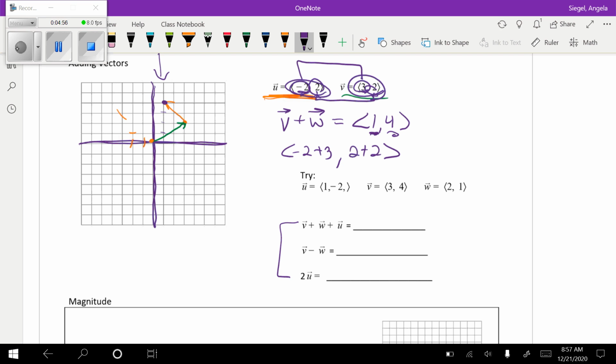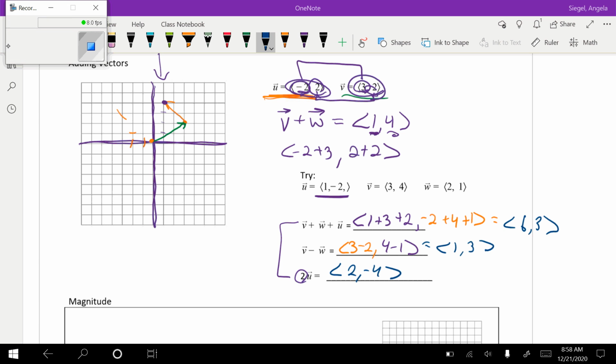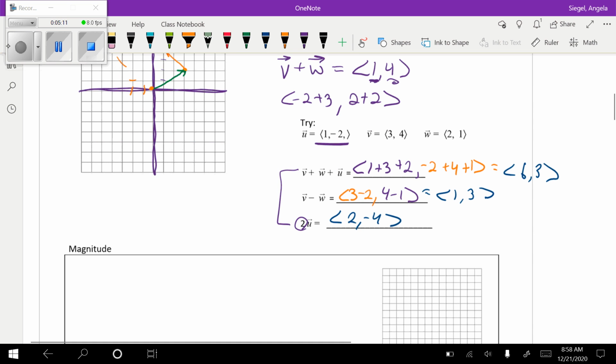Earlier in this video, I talked about a scalar. That's your scalar. So you're just going to take U and multiply both of those components by 2. So go ahead and do those 3 and see what you get. Okay, so I tried to show my work as best as possible, so hopefully this is not giving you any problems at all.